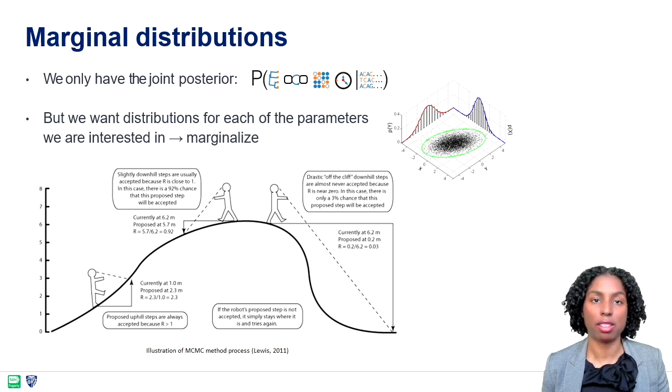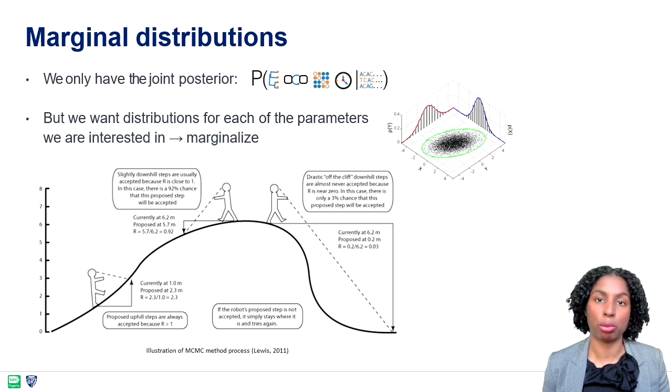The robot divides the elevation of the proposed location by the elevation of the current location. We call this quotient R. We have programmed the robot with the following rules. Slightly downhill steps are usually accepted because quotient R is near 1. Drastic, off-the-cliff downhill steps are almost never accepted because quotient R is near 0. If the robot's proposed step is not accepted, it simply stays where it is and tries again.